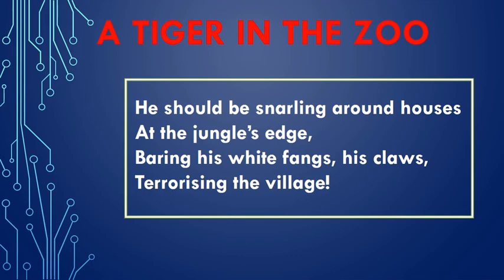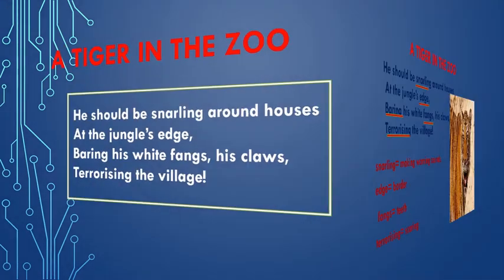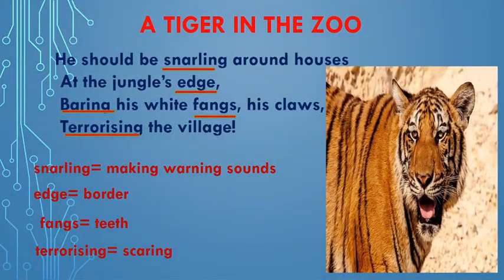Now the third stanza: it should be snarling around houses at the jungle's edge, bearing his white fangs, his claws terrorizing the village. In the third stanza, the poet explained how the tiger in the jungle should be snarling around houses at the jungle's edge. Edge means border of the jungle. There are some houses also there. Snarling means making warning sounds.